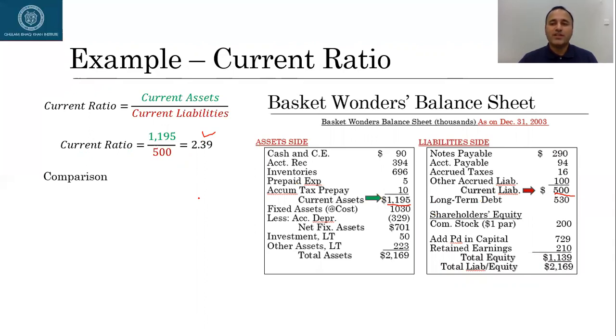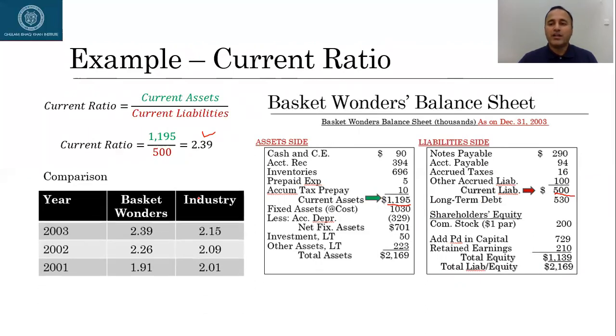Since it's more than 1.5, it's more desirable and acceptable. They are in a comfortable position, in other words, to pay off their short-term debt. If we compare Basket Funders with the industry, the current ratio for 2003 for Basket Funders is 2.39. For the industry, it was 2.19.